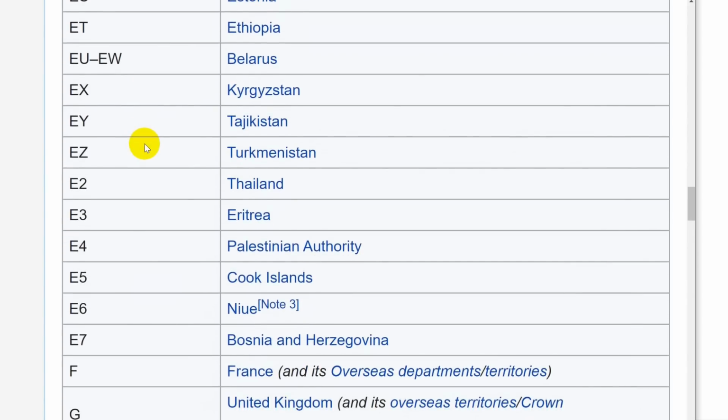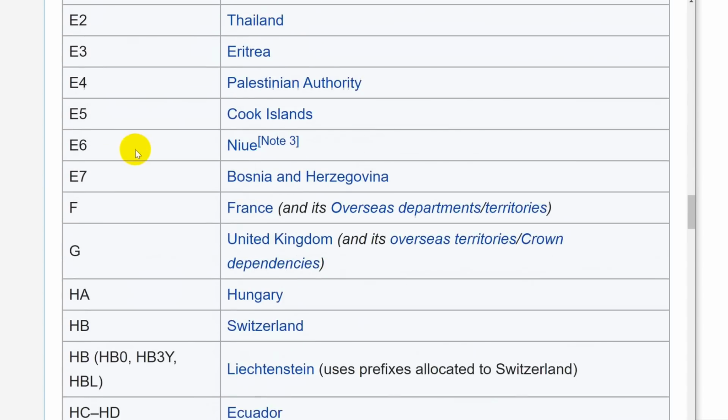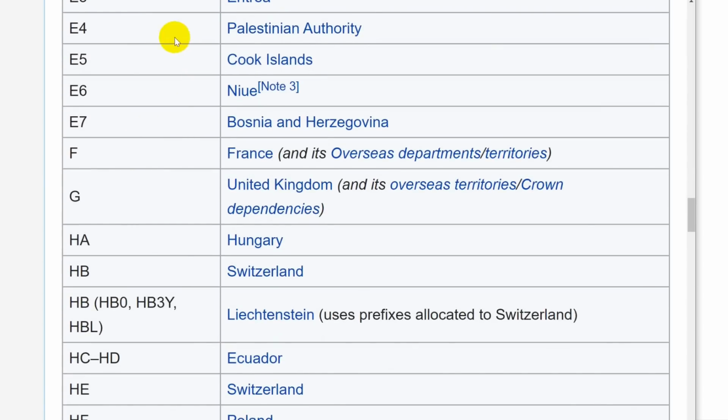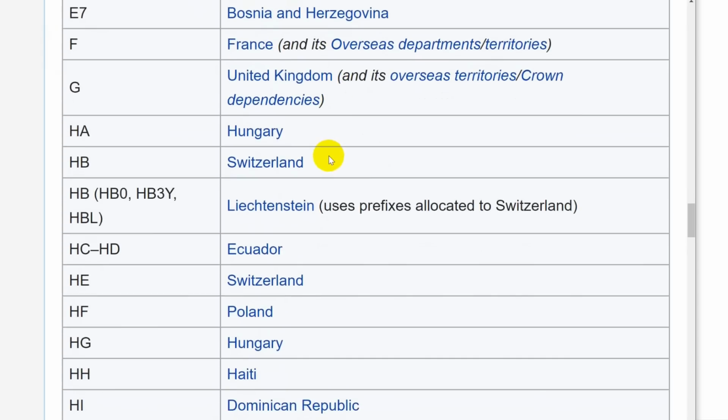Let's see, Estonia. I was looking for something here. The Palestinian Authority even has E4. Now, E4 is the prefix. So if there is a following number, it would be like E45XYZ. Okay? Cook Islands. In Bosnia and Herzegovina, there's been a lot of drama in that area in terms of splitting into different countries.